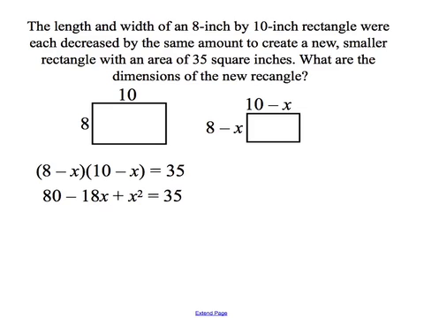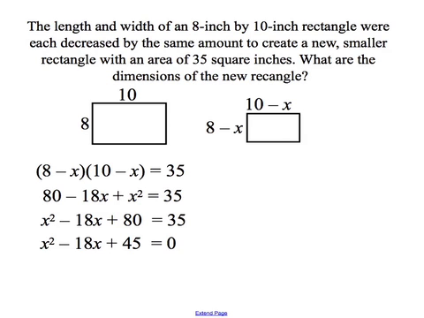Well, we multiply the two binomials together to get 80 minus 18x plus x squared. We then write it in our more customary order by writing the x squared term first. We applied the commutative property in order to do that. Then we add negative 35 to both sides to get x squared minus 18x plus 45 is equal to 0.